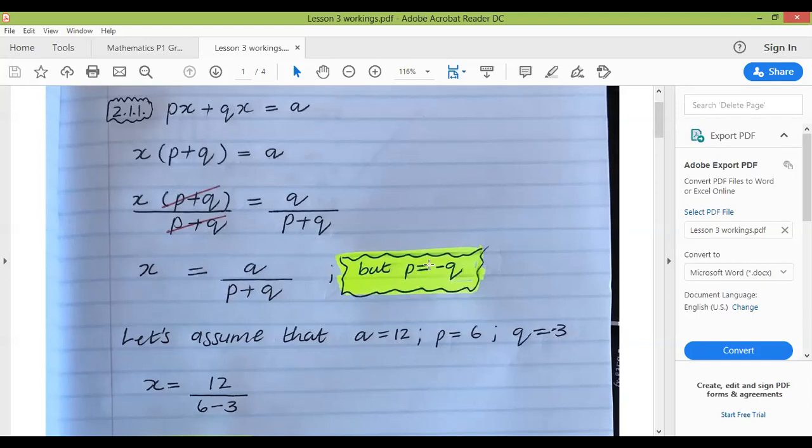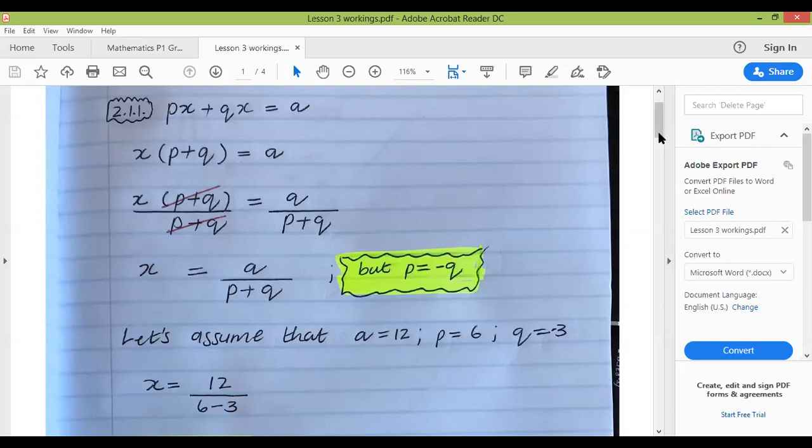I've just made a mistake here. I was supposed to say p is not equal to negative q. So I was supposed to use the equals sign with a stroke in the middle. I hope I make sense.